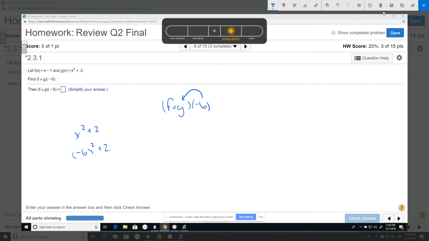If you do this on your calculator, make sure that negative 6 is in parentheses. Otherwise, it's going to give you the wrong answer. Negative 6 squared is 36 plus 2, which equals 38. So when I plug negative 6 into g, I get 38. Now I have to plug that into f. That's what this little circle means, f of g of negative 6. So f is x minus 1, but instead of x, I'm going to plug in my 38, which equals 37. So your answer, f of g of negative 6, is just going to be 37.